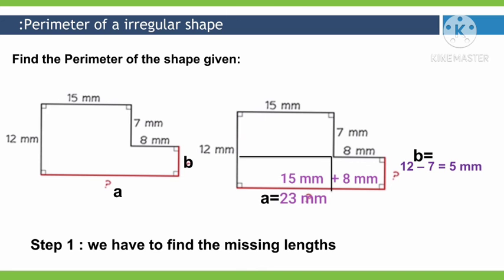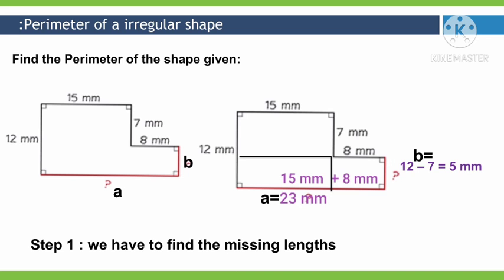So let's see how to find side A and B. First look at side A. You can find the length of side A by comparing it with the parallel side. On the top, if you check, one part is equal to 15 mm and the rest is equal to 8 mm. So 15 mm plus 8 mm, if you add it together, you will get the total length of side A. So side A, if you add 15 and 8, is 23 mm.